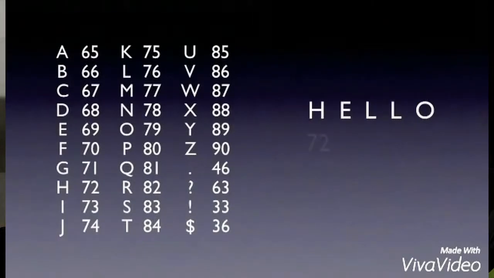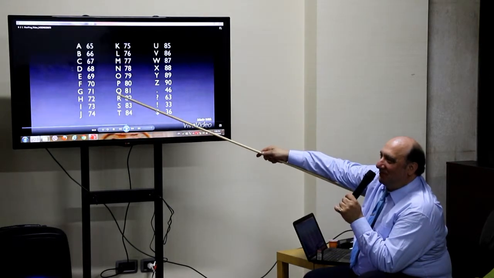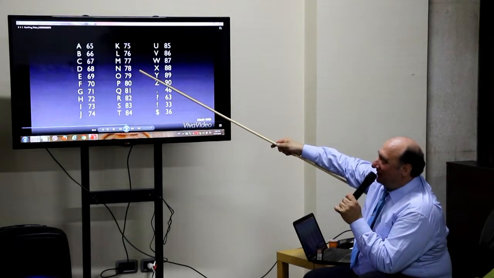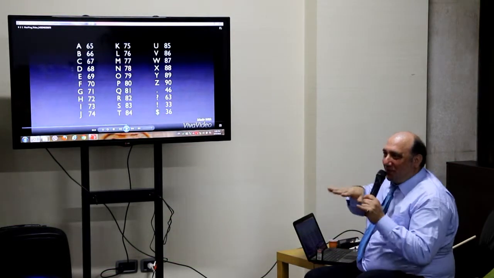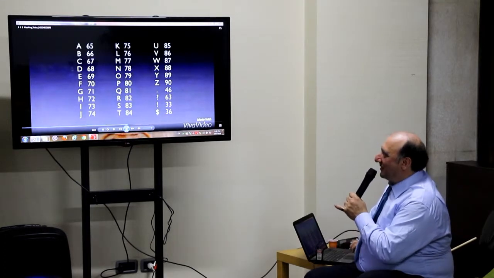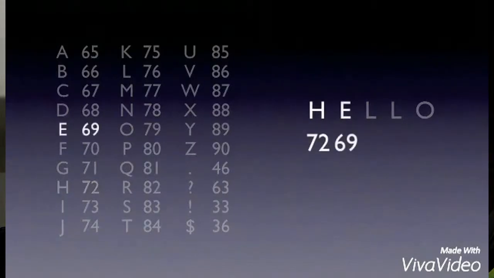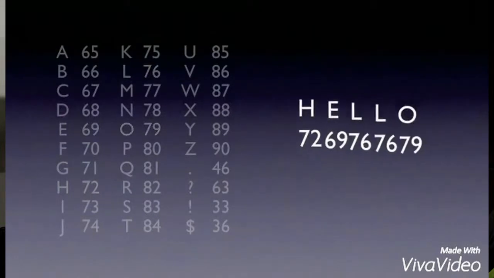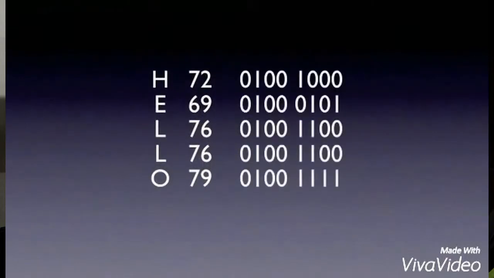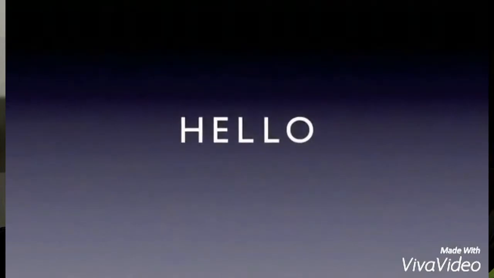Each letter is assigned a unique number. Look, every letter has its number. I told you how you put the number. If you put the number for the word, you put the number. I will show you after I explain. For example, to represent the word hello, we look up each letter in the table and write the corresponding number. Starting with H, we have 72. H is 72, E is 69, L is 76, in this case twice, and O is 79.